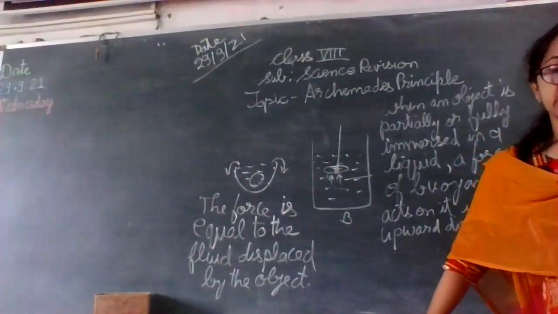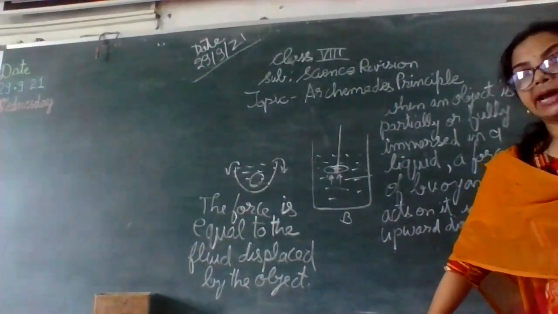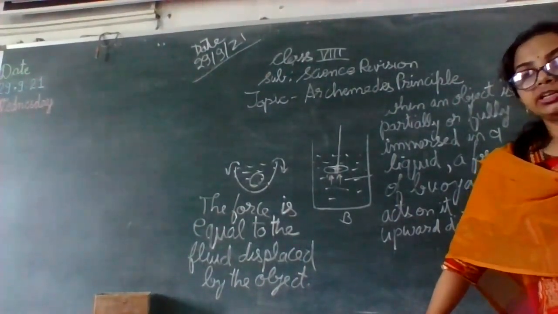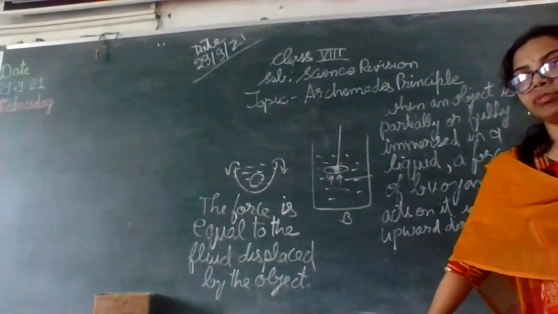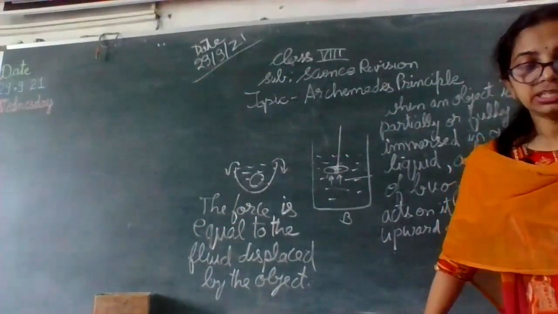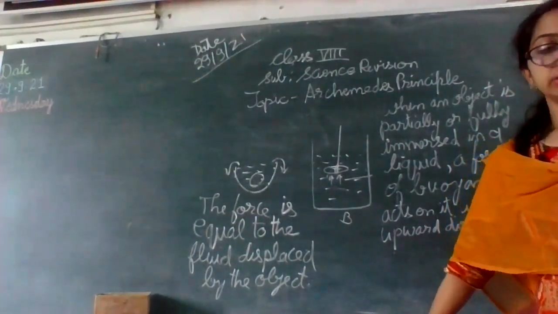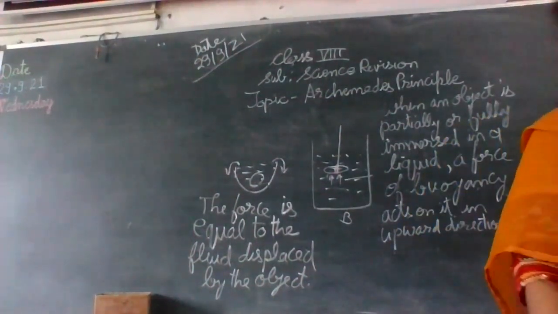The other instruments which also follow Archimedes' principle are the lactometer, which is used to measure the amount of water present in milk, and the hygrometer. These are other instruments where again Archimedes' principle is being used.